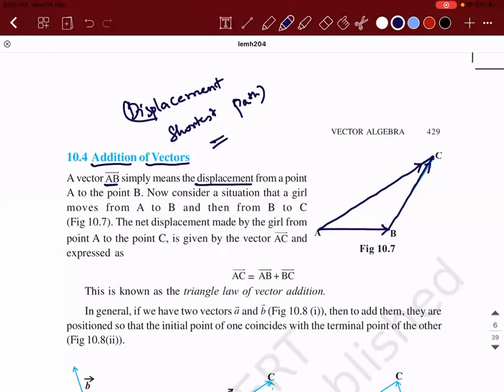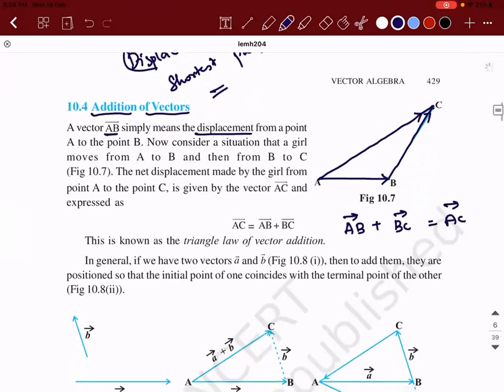Okay, then what we can say is AB vector plus BC vector is the same as AC vector. See, if I take them as line segments, then I cannot write this. I cannot say AB plus BC is equal to AC. That's not true. But AB as a vector plus BC as a vector is the same as AC as a vector. And this law is called the triangle law of addition of vectors.